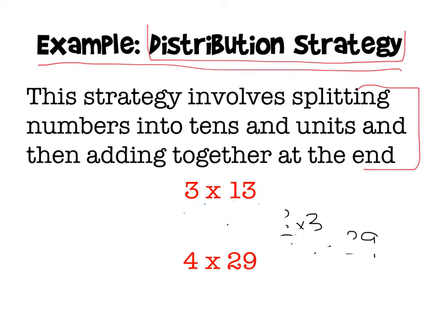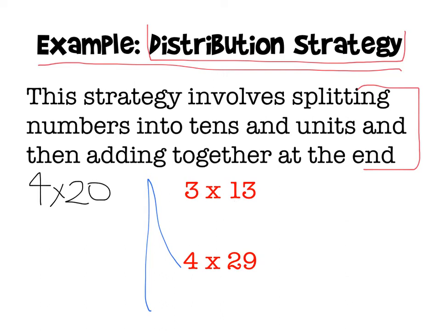4 times 29. I don't know my 29 times tables. Okay, so let's see what I can do. 4 times 20. Okay, I'm just going to run out a bit of room, so I'm going to do the working out over here. Okay, so 4 times 20, plus 4 times 9. Sorry, I wrote that down wrong. 4 times 20 plus 4 times 9. Now, 4 times 20 is 80, and 9 times 4 is 36.